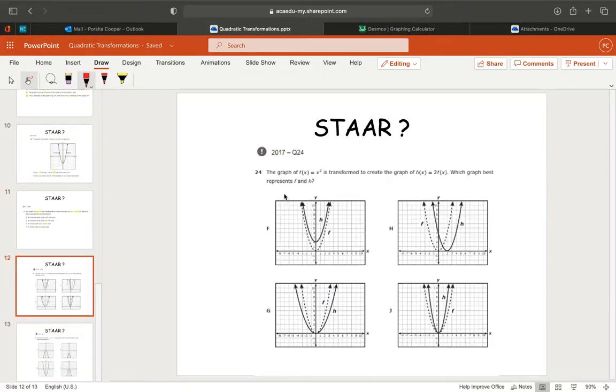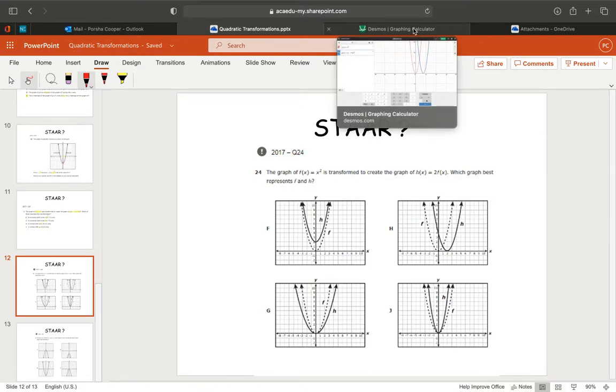This question is from the 2017 test also. This is question number 24. It says this is a graph of x squared is transformed to create this graph. Which graph best represents f and h? Again, this is more of a visual, so if I want to see how these things are going to look, it's probably best to go to my calculator.